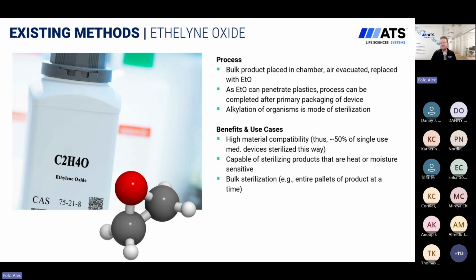And again, it's very useful for sterilizing products that are heat or moisture sensitive. So those that may be less useful for using steam sterilization. And traditionally with ethylene oxide sterilization, you're looking at bulk sterilization. So an entire pallet of products at a time.